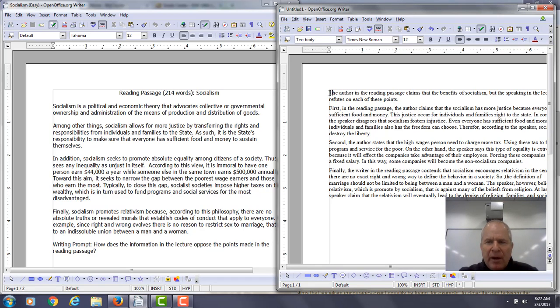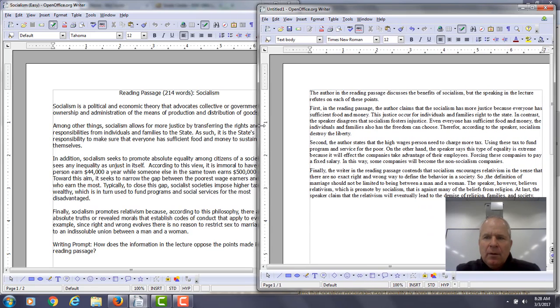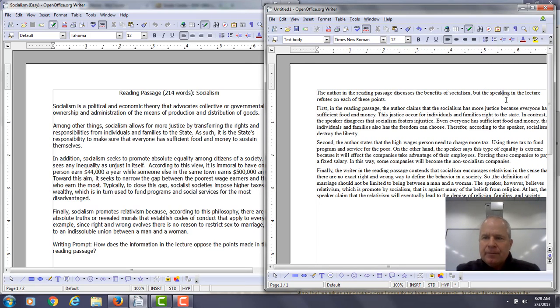So you say the author in the reading passage claims the benefits of socialism. It almost looks like you're using that as a noun clause. So I would just say "discusses," maybe like this, then you don't have that problem. So the reading passage discusses the benefits of socialism, but the speaker in the lecture refutes each of these points. Don't need to worry about the preposition here.